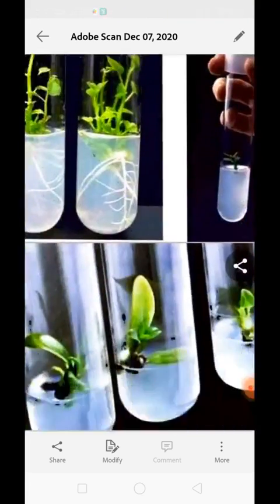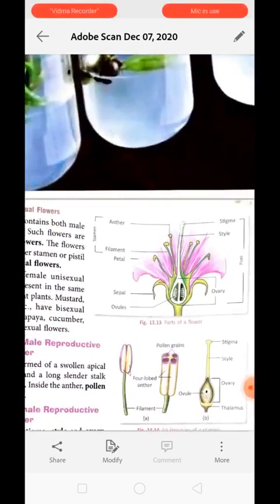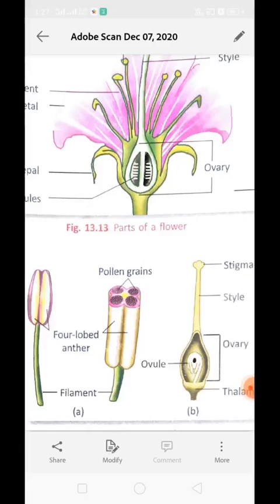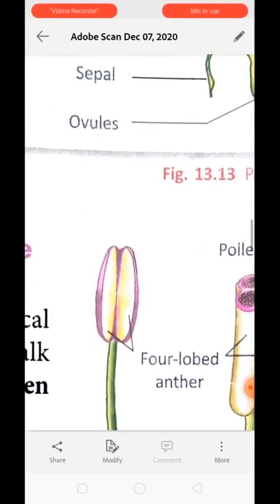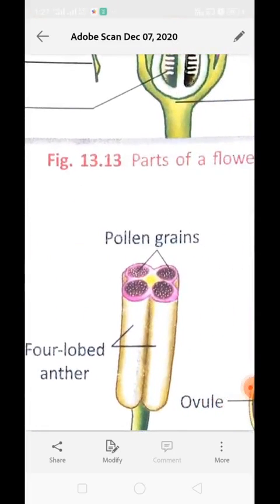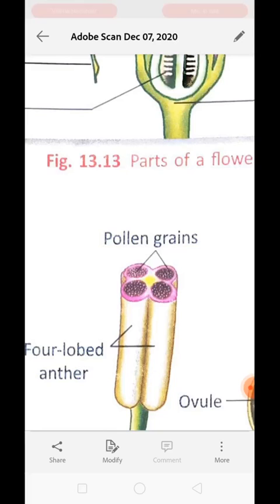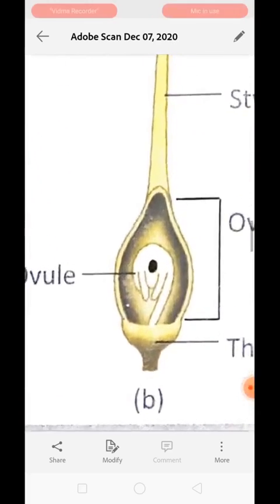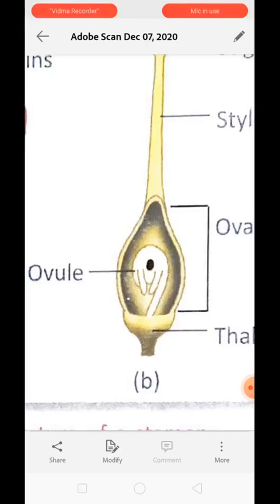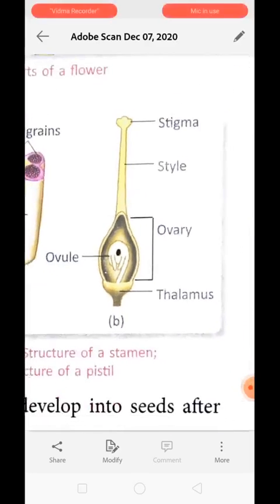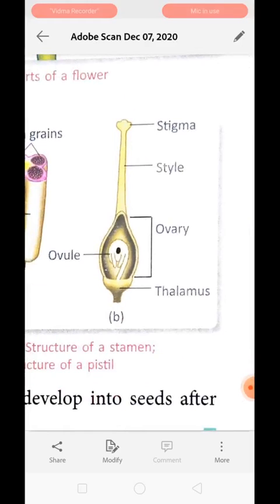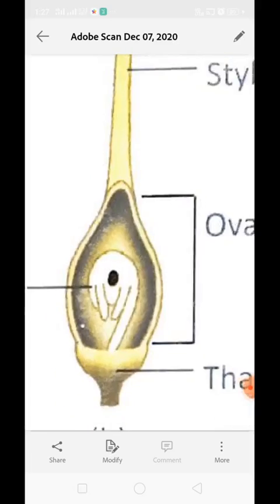The male gamete in a plant is known as pollen grain. You can see over here, these are the male part of the flower, and the small granules present over here are known as pollen grain. These are the male gametes of the flower, whereas you can see over here the ovule. This is the female gamete of the flower, which is known as ova, the central part.